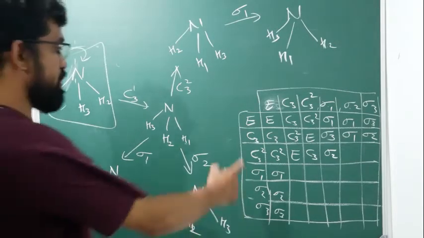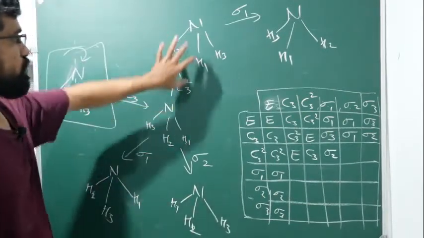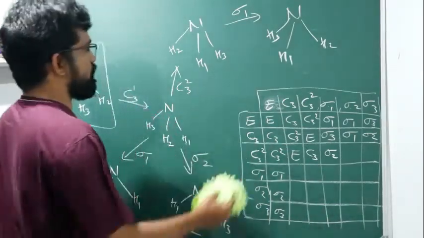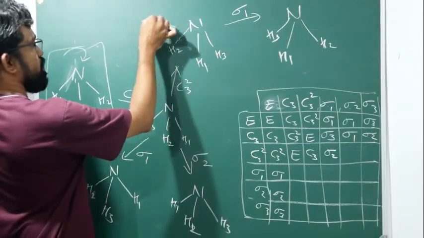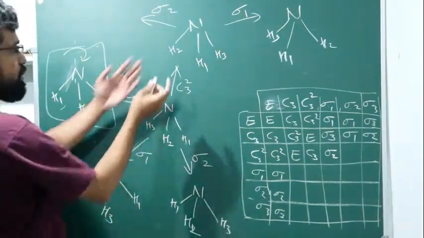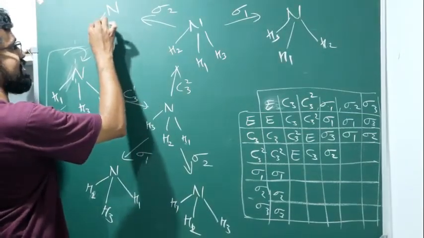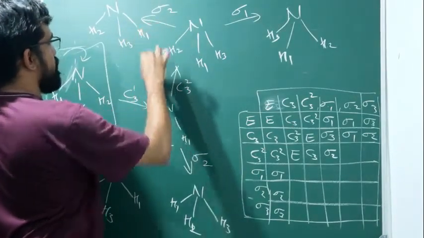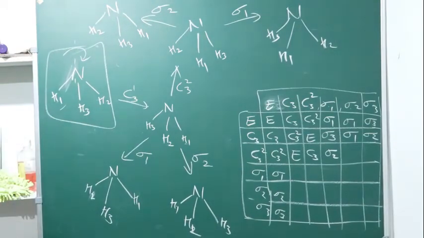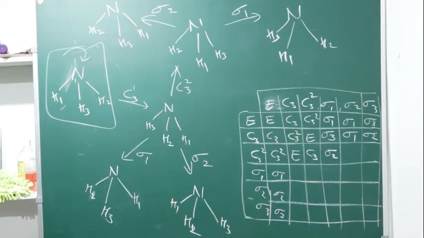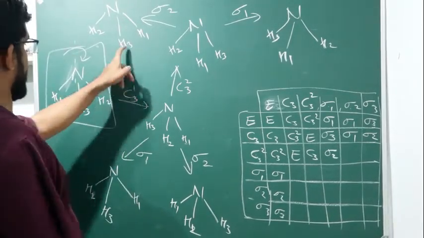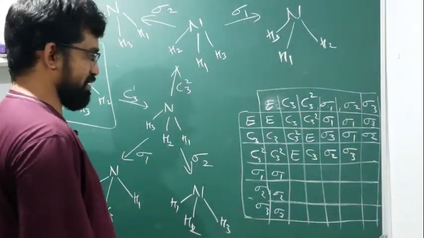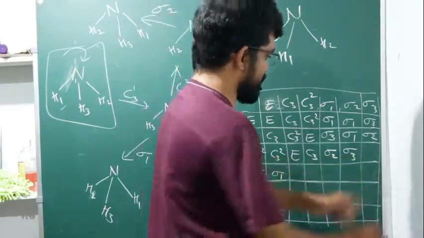Similarly, next C3 square into sigma 2. This is your C3 square, and you do sigma 2. Let me do it here. Sigma 2: you keep the H2 position as it is, and the H1 and H3 positions are interchanged. So you compare it. The H3 position is unchanged, so it is sigma 3. Next, which is left? C3 square into E, then it is sigma 1.